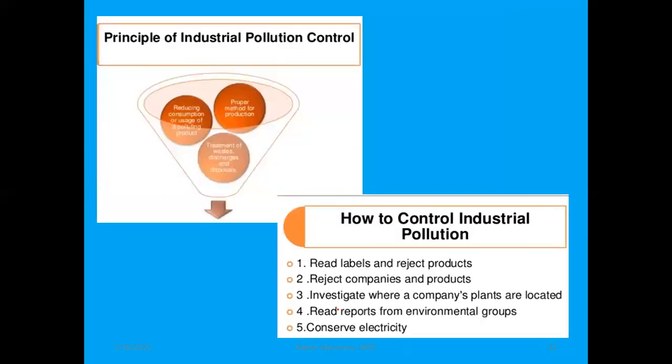Next, what are the principles of industrial pollution control? What is the principle? The main principle is to do a proper method of production. The method of production should be proper.